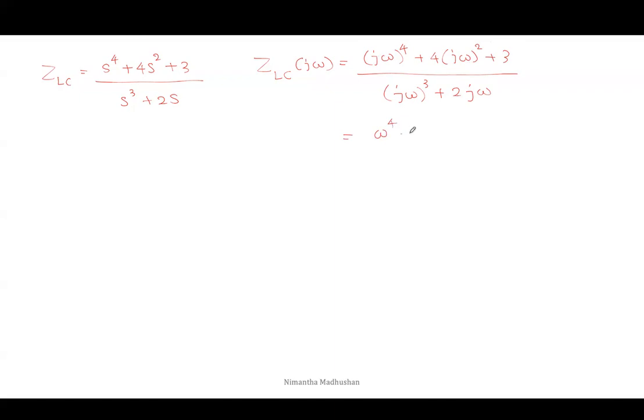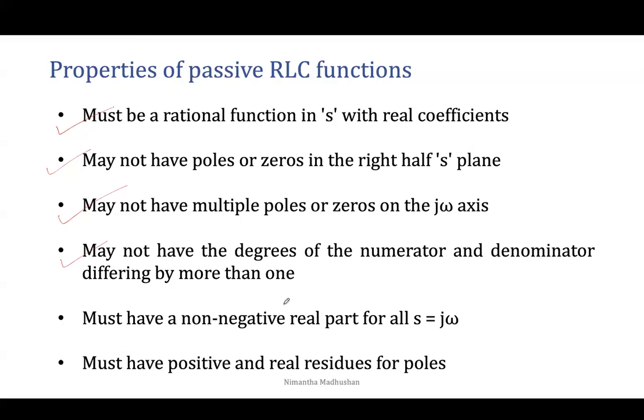This gives omega to the power 4 minus 4 omega squared plus 3 in the numerator, and the denominator is j times 2 omega minus omega cubed. You can see the denominator is an imaginary part, then the real part of the impedance at j omega is equal to 0. Then it is non-negative. Then the fifth one is also satisfied.